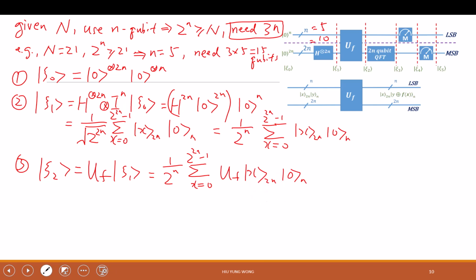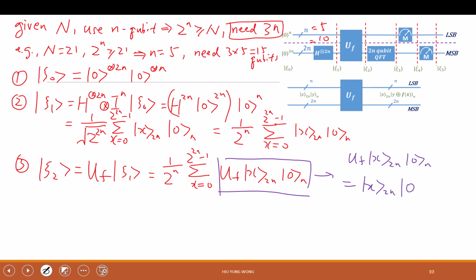Is that okay? So what I need to evaluate here is this one. What is this? Of course, UF applied to x to the 2n, 0n. Based on this equation, it says that, okay, this is still x 2n, but then I will have y, which is 0, exclusive or f of x n. Make sense? I'm using this equation.